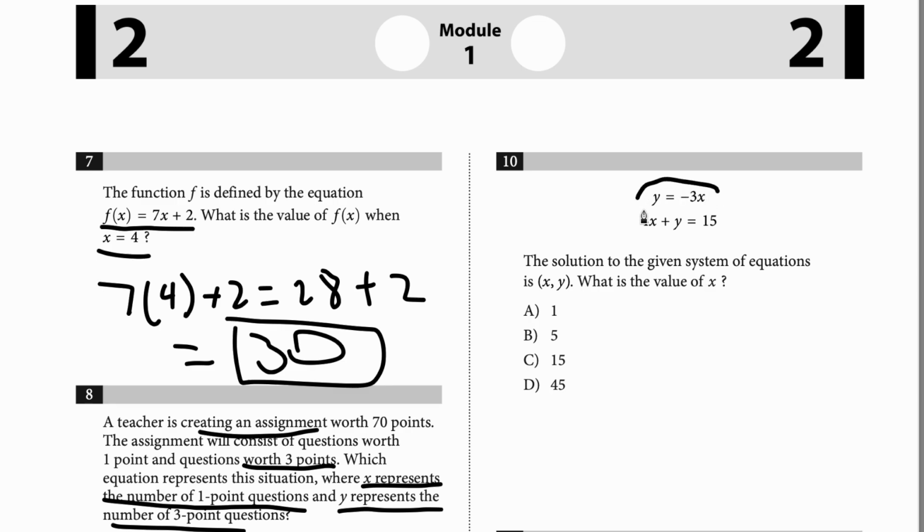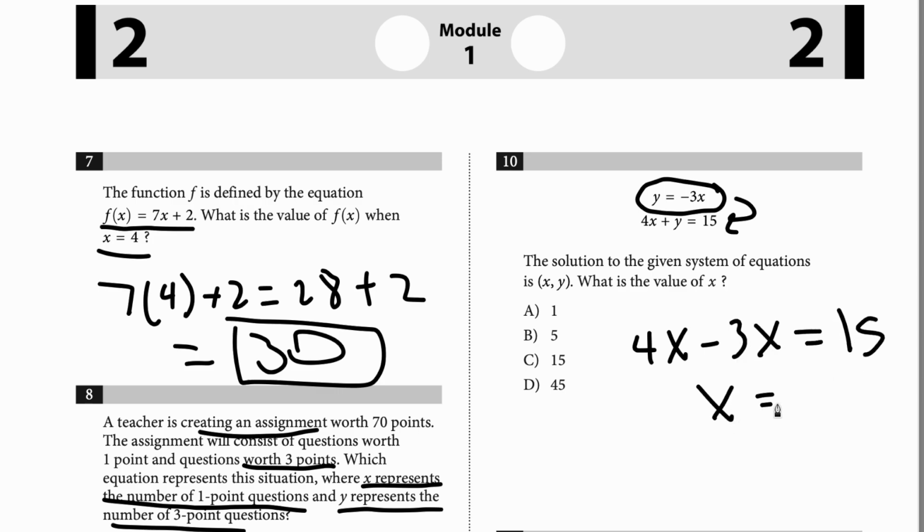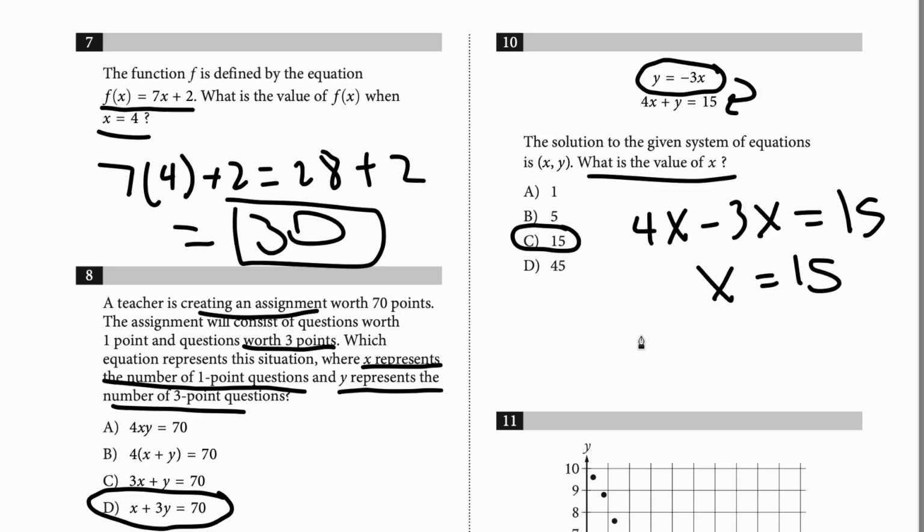We already have what y equals, and y is equal to negative 3x. So we can plug this into the other equation. So 4x minus 3x equals 15, which means x is equal to 15. And that's the answer to the question, what is the value of x, which is option C.